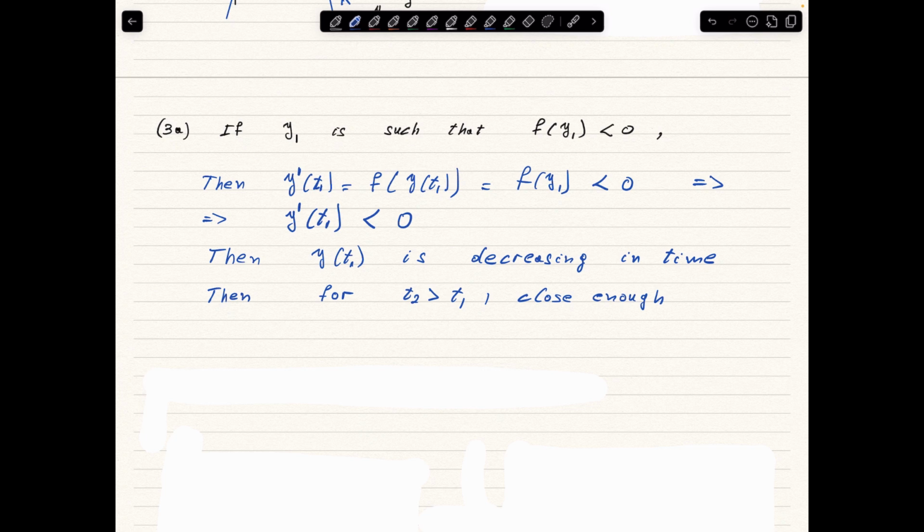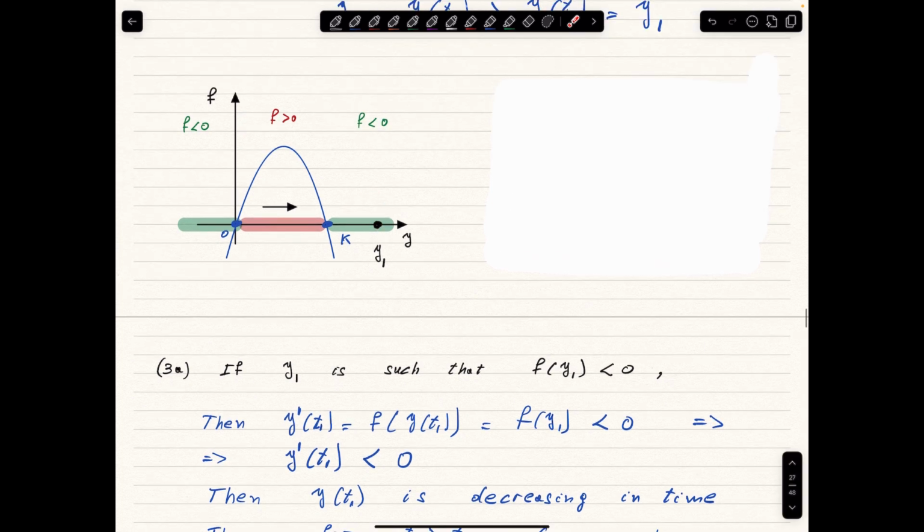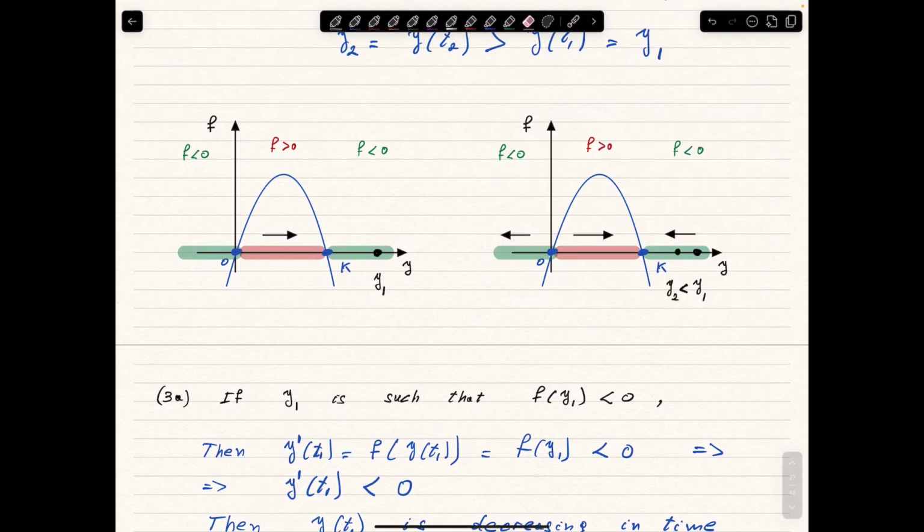Well, if the function y at t2, that value we call y2, we know because it's decreasing that it has to be smaller than the value of the function at t1, which we call y1. So the next value has to be smaller, so it has to be to the left now. If we chose this y1, y2 has to be less. It has to be here. So I have a nice picture for that here.